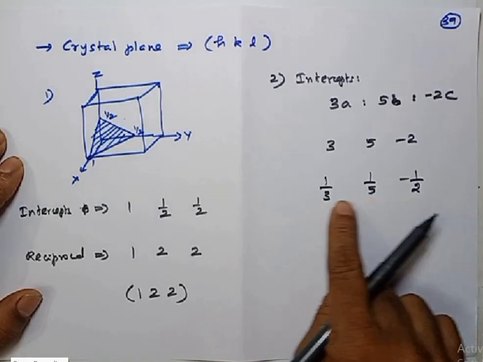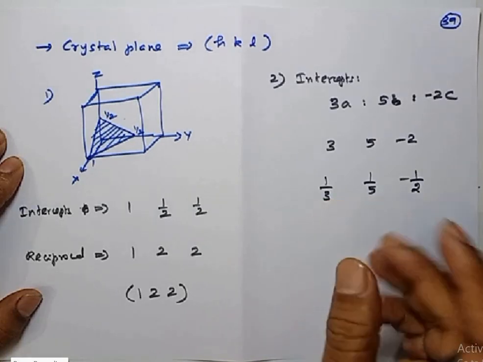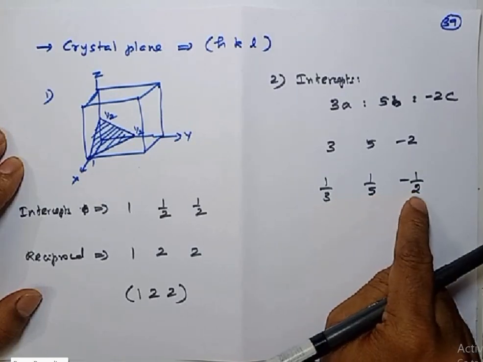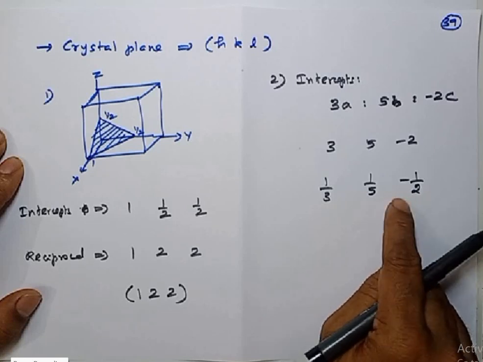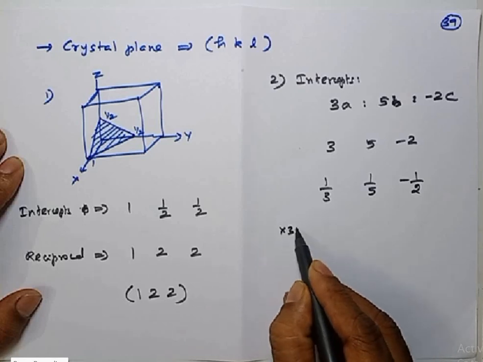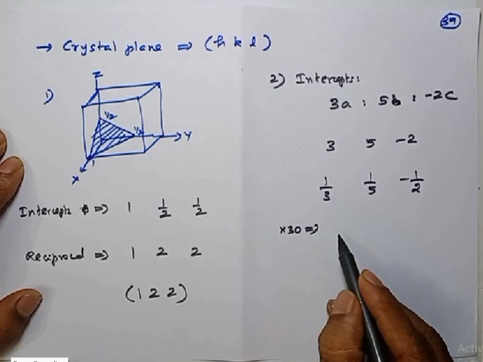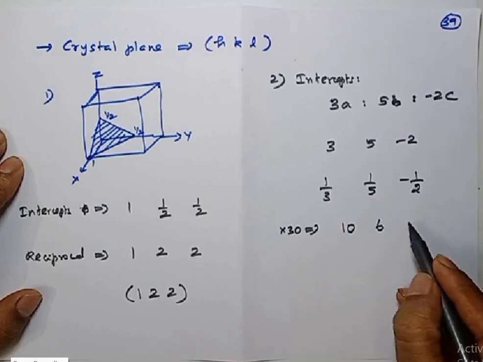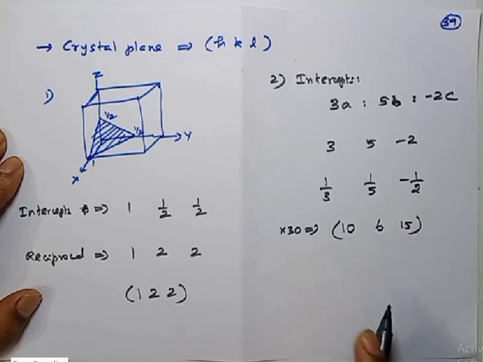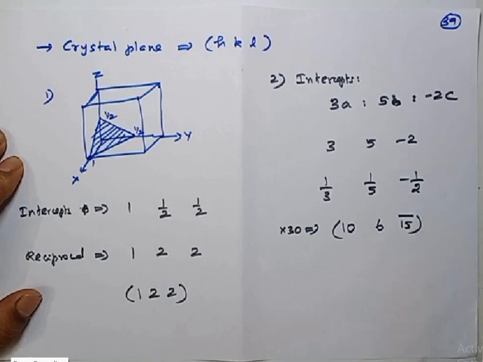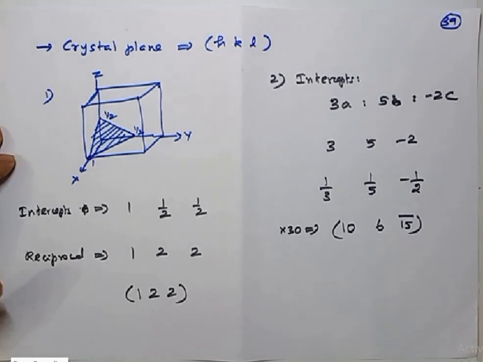Just multiply all these numbers by the LCM. For these three numbers, the LCM is 5 into 3, 15, 15 into 2, 30. So multiply everything by 30. 30 by 3 is 10, 30 by 5 is 6, 30 by 2 is 15. We have a minus sign here, so put bar 15. So (10 6 15 bar) is the Miller indices for this plane.